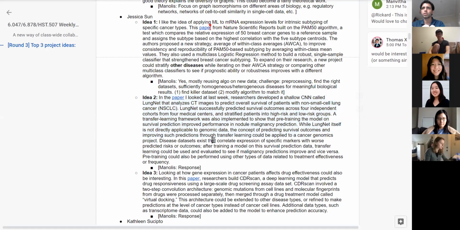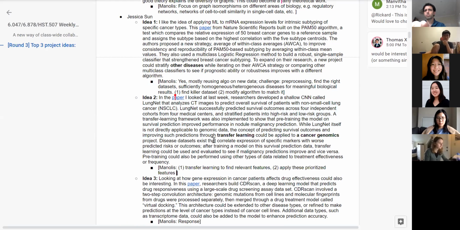Yeah, I love transfer learning. It's a great idea. Cancer genomics, I like that. These data sets exist that correlate expression of disease markers with prediction outcomes after training the model for survival prediction. Transfer learning. Yeah, I like that. So basically, number one, use transfer learning to find relevant features, and number two, apply these features, prioritize features for a new task.